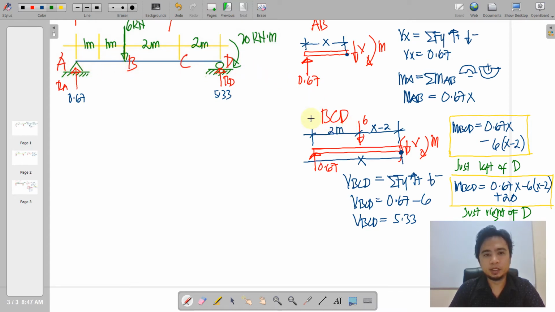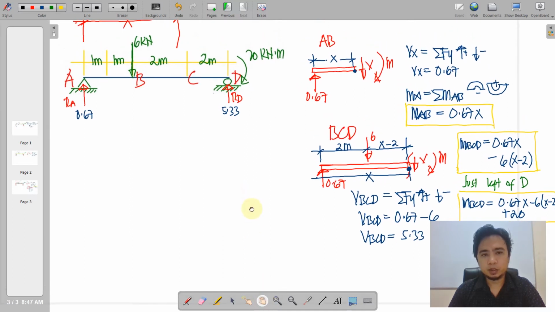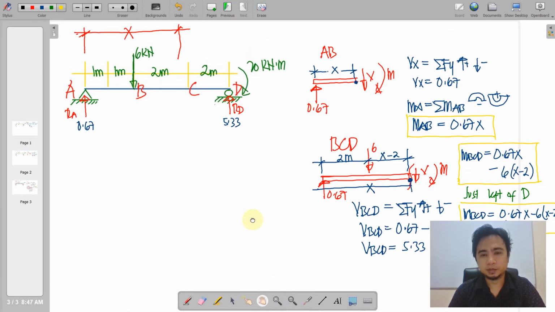And then BCD will have this general equation, a constant 5.33 along that line. And the moment will be derived from these two equations, just left of D and just right of D for span BCD. And we also have this equation for span AB. Okay, so we are now going to graph this.